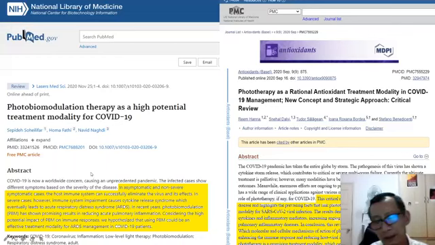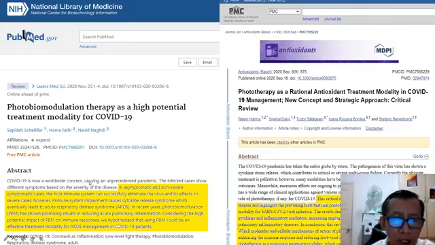Photobiomodulation therapy as a high potential treatment modality for COVID-19. This was November last year, 2020. What it says is that cold laser therapy is able to address this: in asymptomatic and non-severe symptomatic cases, the host immune system can successfully eliminate the virus and its effect. In severe cases, however, immune system impairment causes cytokine release syndrome, which eventually leads to acute respiratory distress syndrome. In recent years, photobiomodulation has shown promising results in reducing acute pulmonary inflammation.